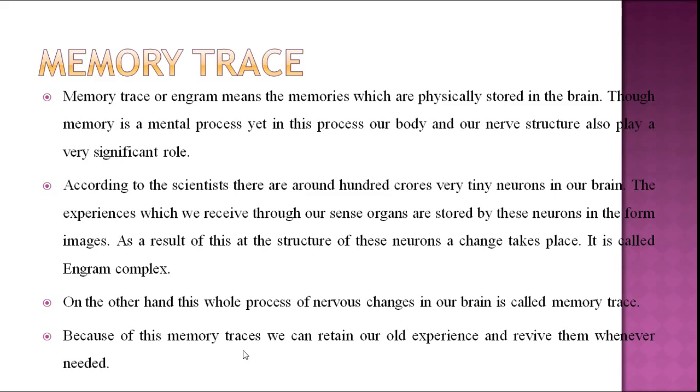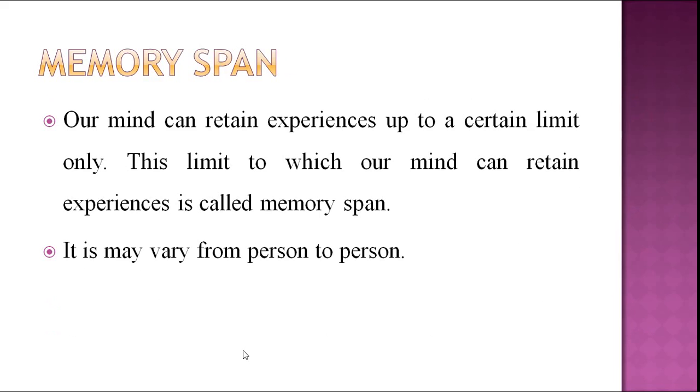Let's proceed to the next, that is, what is memory span. Our mind can retain experiences up to a certain limit only. This limit to which our mind can retain experiences is called memory span. It may vary from person to person, because we all know that individual differences are there. Because of individual differences, everyone's memory capacity is not equal.